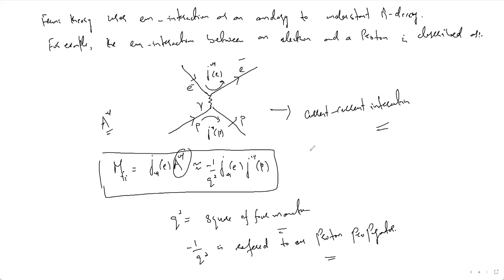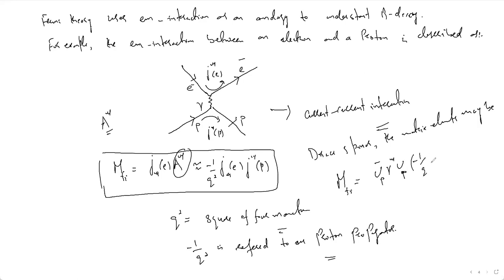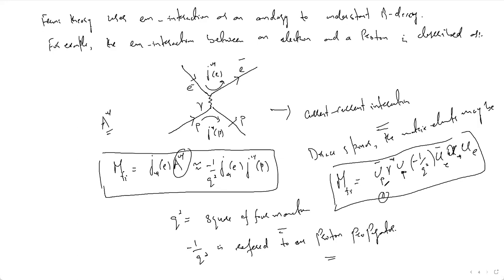I can also use the Dirac spinors here. In terms of the Dirac spinors, the matrix element may be written as M_FI equals U_P bar gamma mu U_P, times minus 1 by Q square, U_E bar gamma mu U_E. Instead of writing it like this, when I introduce the gamma matrices, the matrix elements may be given by this. I am going to use this electromagnetic interaction as an analogy to write down the matrix elements for the beta decay.